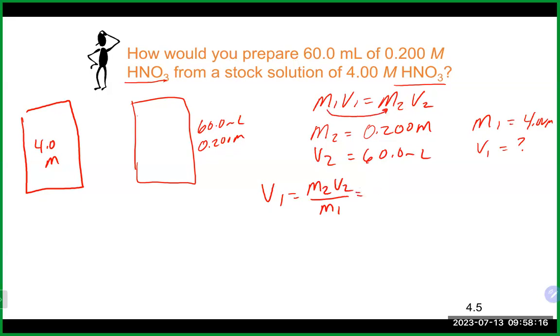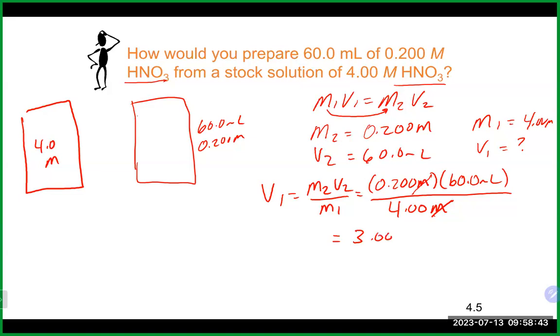And putting numbers there, we end up with 0.2 molar, our volume being 60 milliliters, and our original molarity of 4 molar. Again, here it works out okay because the molarity on top and the molarity on the bottom cancel out. That leaves us units of milliliters. And if we do that, 0.2 times 60 divided by 4 gets us 3 milliliters. First off, any questions?